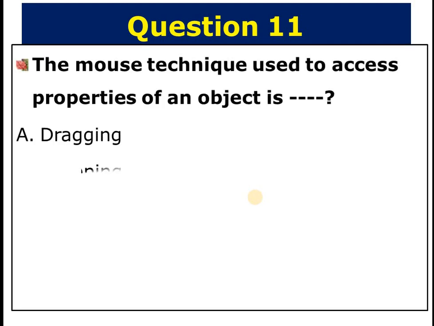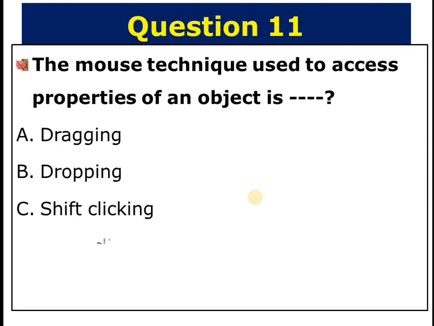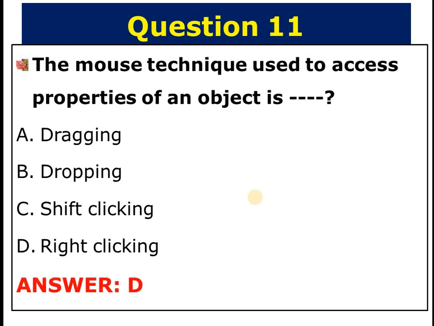Question number 11. The mouse technique used to access properties of an object is blank. A. Dragging, B. Dropping, C. Shift clicking, D. Right clicking. Choice D is the answer. Right clicking is the answer. It is used to access the properties of an object.